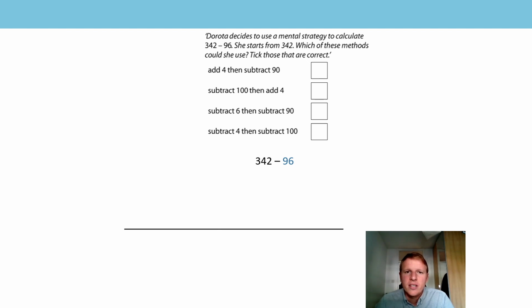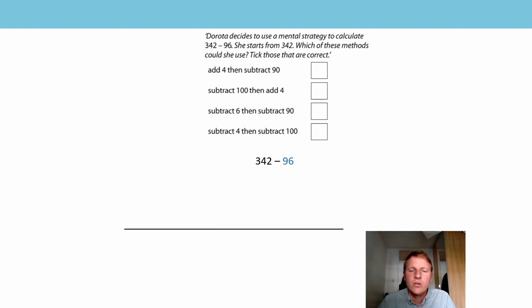Now this question says, Dorota decides to use a mental strategy to calculate 342 subtract 96. She starts from 342. Which of these methods could she use? Tick those that are correct. Now I hope you had a go at this. If you didn't have time to, pause the video now and have a quick go before I go through the solutions. So the first method says add 4, then subtract 90.